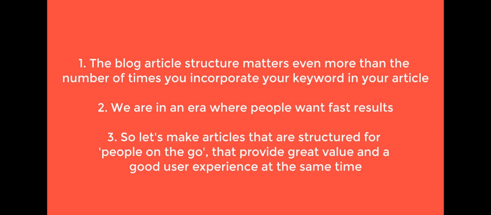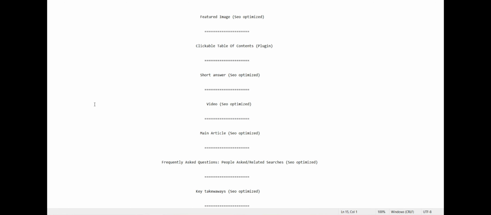So, as you're about to see, this blog article structure makes perfect sense. And this needs to be done in that exact order. So, the first thing that people need to see, aside from the title of your article, is a featured image.